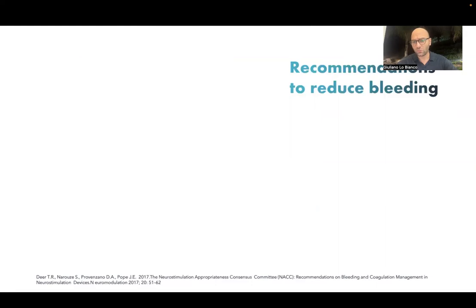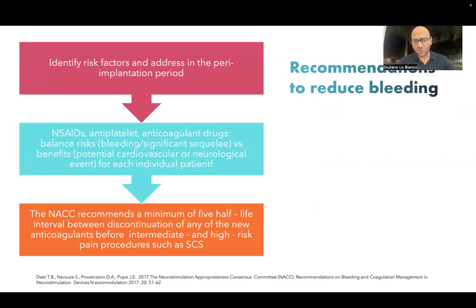So what are the recommendations to reduce bleeding? First of all, identify the risk factors and address them in the perioperative period. Every time we have to balance pros and cons, so stopping the anticoagulants or not. The NACS recommends a minimum of 5 half-lives interval between discontinuation of any of the new anticoagulants before an intermediate or high-risk procedure such as SCS.